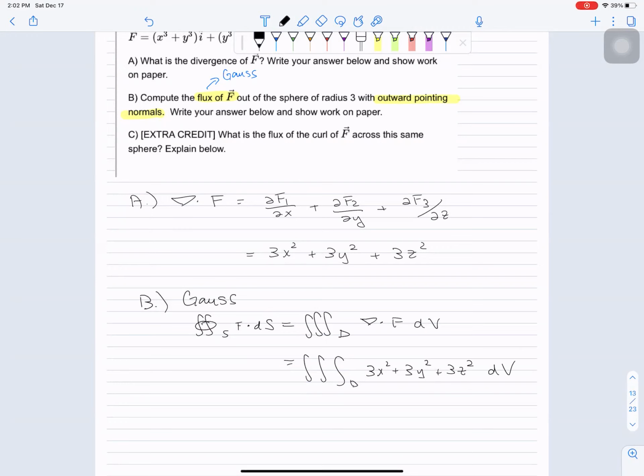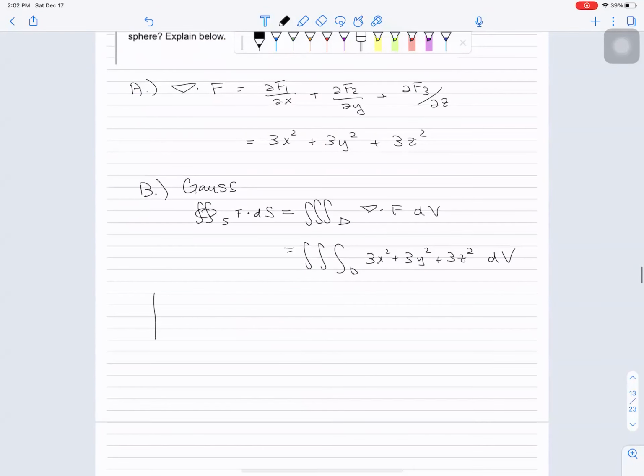What is my shape? I have a sphere of radius 3. So let me draw my sphere. Radius 3. I could keep this in Cartesian coordinates, our regular coordinate system with x's, y's, and z's, but that seems a little bit hard, right? I have to solve for z, solve for y, solve for x. There's going to be lots of square roots. I don't like square roots.